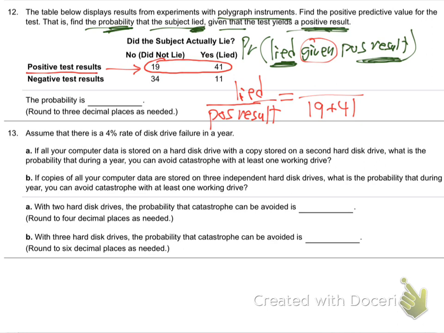And among those people, how many actually did lie? 41. So that's going to be 41 out of 60. So 0.683, three decimal places. So 68%. That's not that great, is it? So if the machine says you lied, then 68% of the time you did, basically.